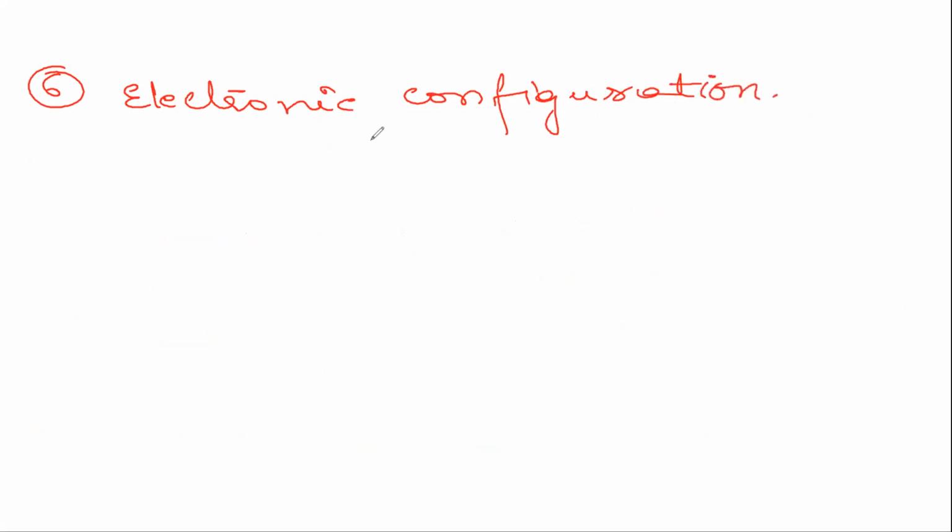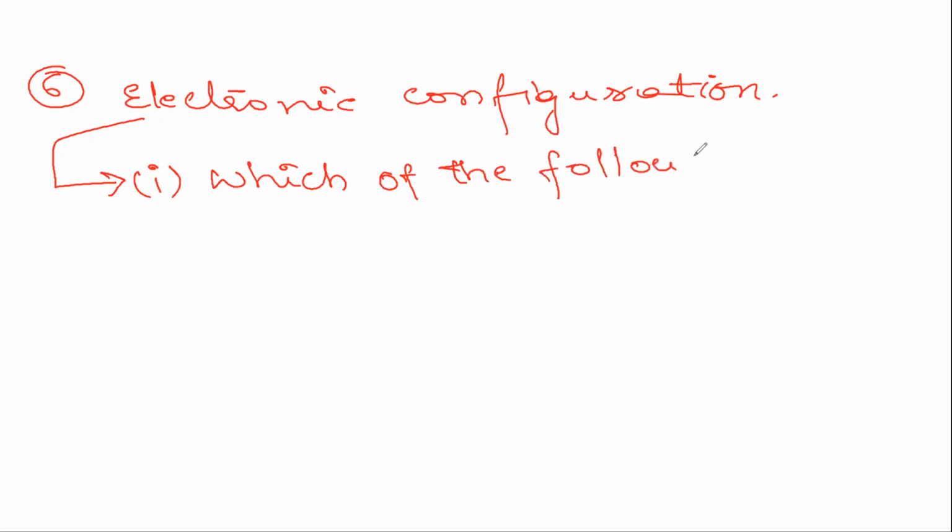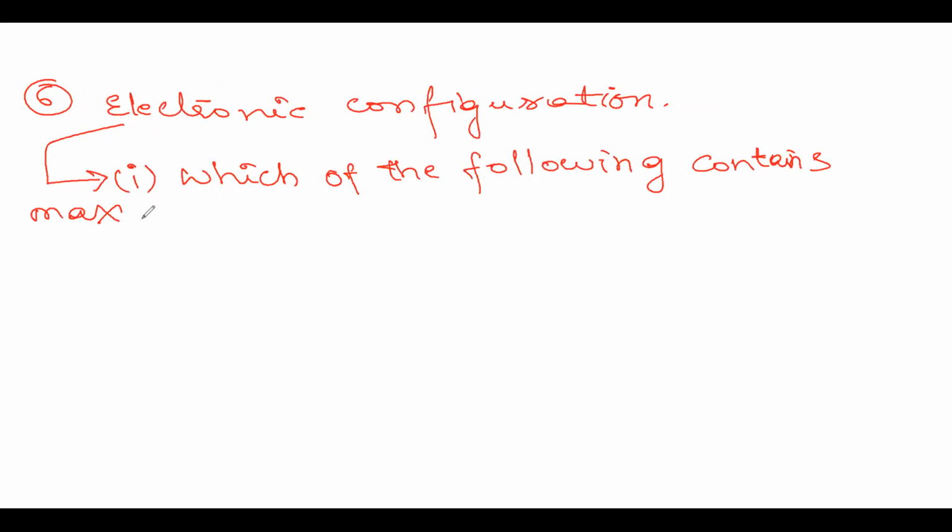Question number one. Which of the following contains the maximum number of unpaired electrons? So you know how to find unpaired electrons, which we have done earlier.